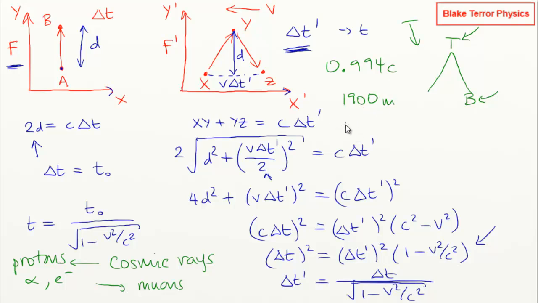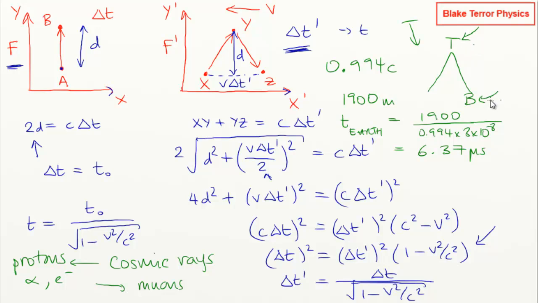So they had that, and they said, okay, what's our travel time then? So the travel time, the time as measured on Earth, is going to be our distance divided by our velocity. So 1900 divided by our 0.994, and then times the speed of light, our 3 times 10 to the 8. So that tells us that time measured on Earth is 6.37 microseconds. So that's how long a clock would measure the time for a muon to get from the top of the mountain to the bottom of the mountain.